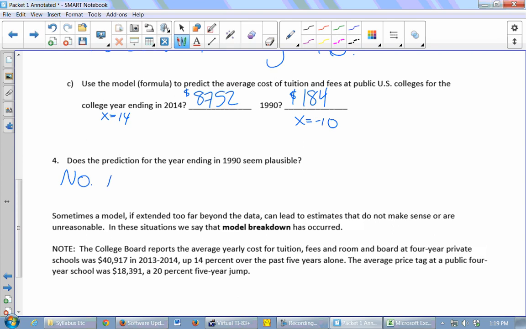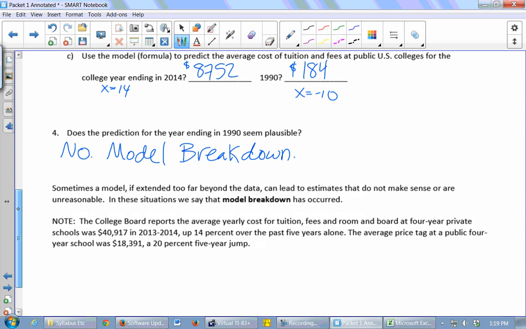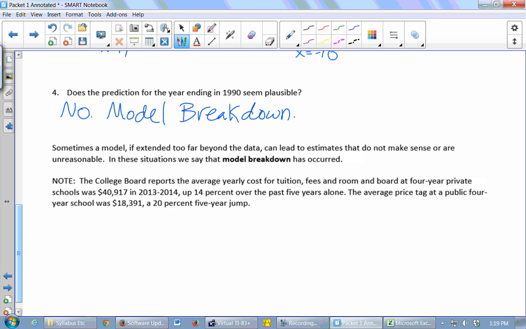And this is what we call model breakdown. When a model gives a nonsensical prediction, we call that model breakdown. And that can happen if you try to extend too far beyond the data that you actually know.